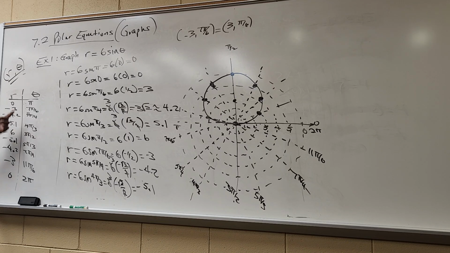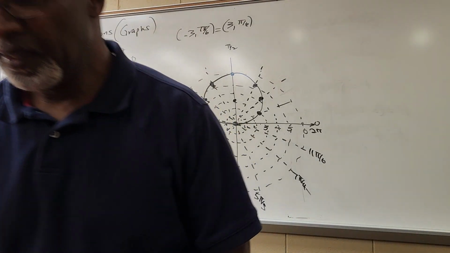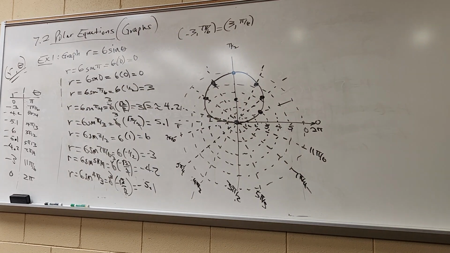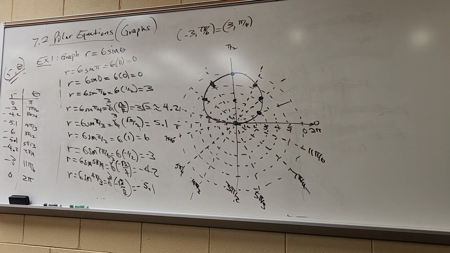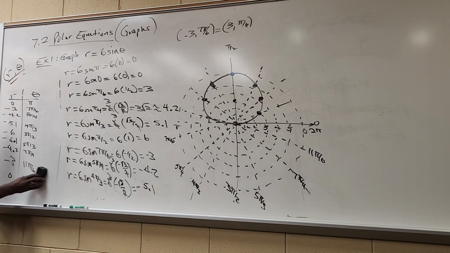So graphing polar equations, you can just plot points. But sometimes you have to be really careful about the points, and sometimes we see that these things just repeat themselves. All right. But plotting points works to graph any polar equation. You can literally graph any polar equation by plotting points.